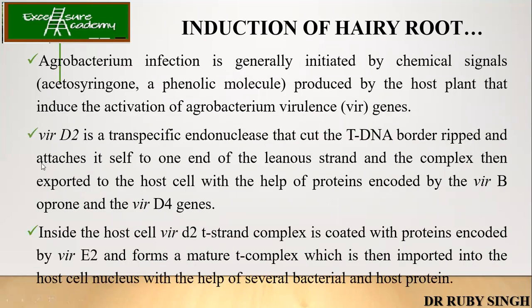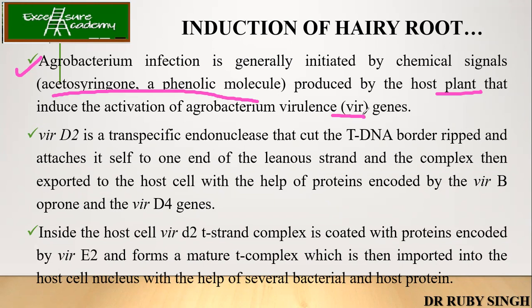Agrobacterium infection is generally initiated by chemical signals called acetosyringone, a phenolic compound. Again, please guys, you need to remember, at the end we are going to summarize what exactly the story is telling us. We know that Agrobacterium is going to infect the plant, but to initiate this infection, the bacteria also needs to be attracted towards the plant. This is possible only when the plants release the acetosyringone molecule, which is produced by the host plant.